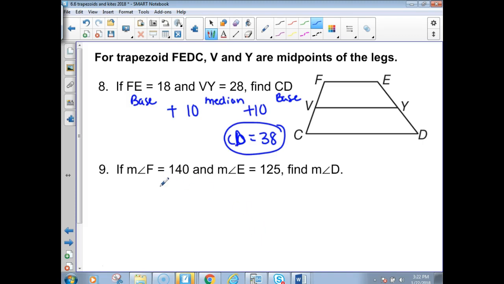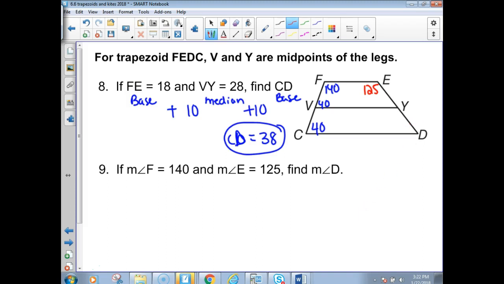All right. Angle F is 140. I'm going to put that on my picture. That would make angle C, well, it didn't ask me for angle C. That would make angle C 40 and angle V 40. But it says something else. It says angle E is 125.